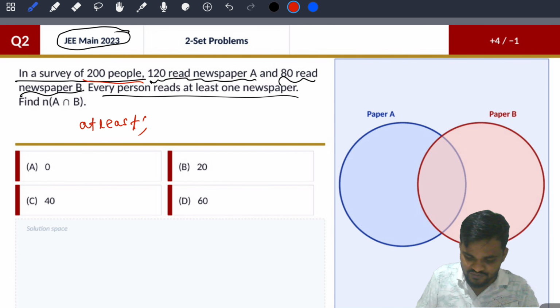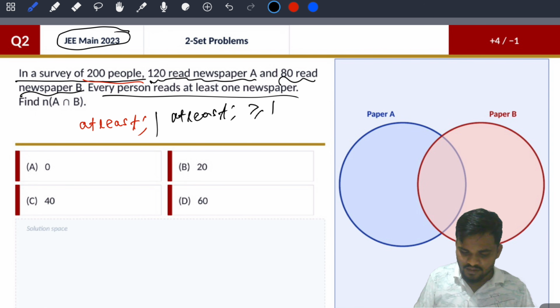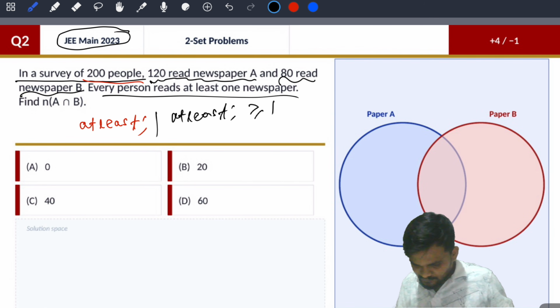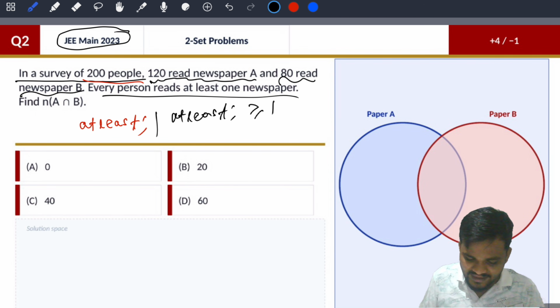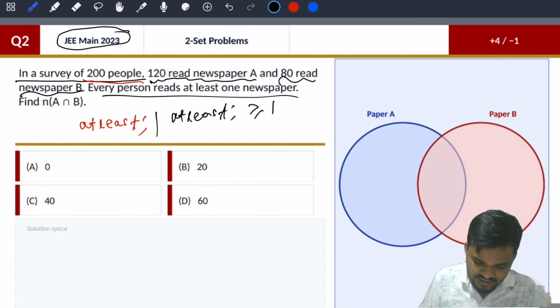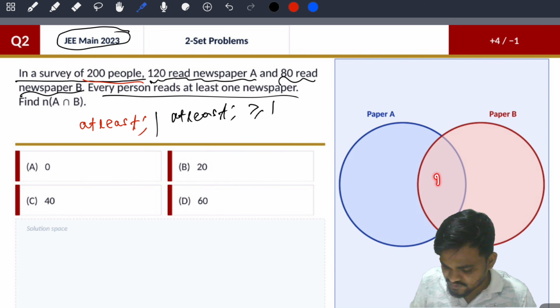Suppose in math, what do you say? At least one. I am saying at least one means it should be greater than or equal to 1. Understood, right? So let me fill the Venn diagram. How to fill? First we have to fill the innermost, with the data from the end to first. 120 read newspaper A, 80 read newspaper B, and you have to find A intersection B. A intersection B is not given. Let us assume this is my X.